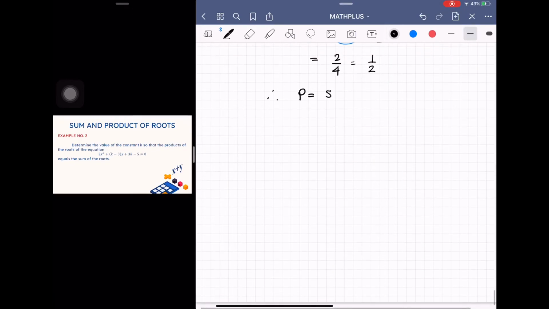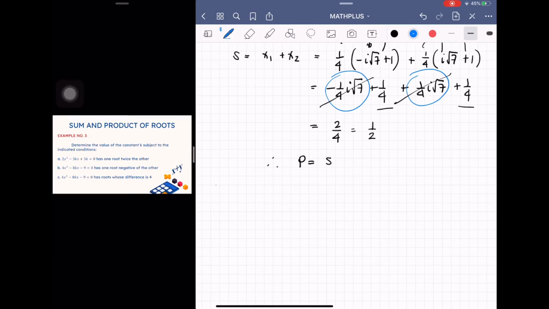Let's proceed to the last example. Example number 3 says, we have to determine the value of k again. Determine the value of the constant k subject to the indicated condition.